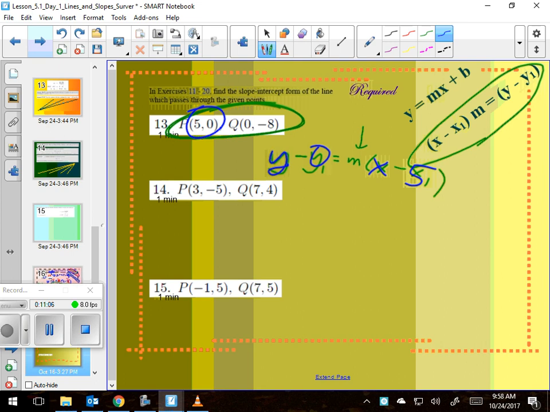Common mistake is people think they have to fill in every y and x, but then all you'll have left is m. That is a way you can find the slope. If you want to stick in every x and every y, you can solve for m then. But I like to do the slope this way. -8 minus 0 over 0 minus 5, which is -8 over -5, which is 8/5. And there's my equation.